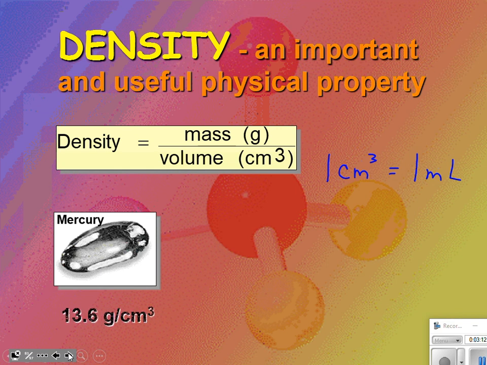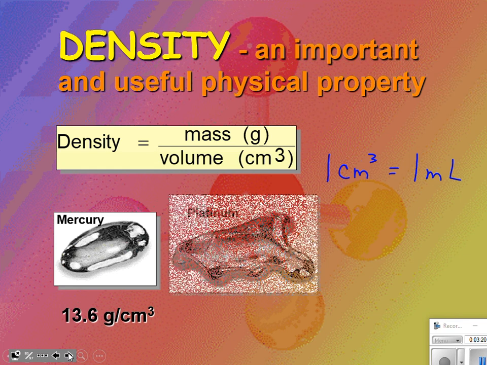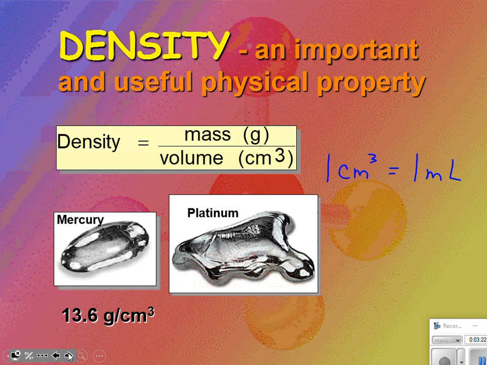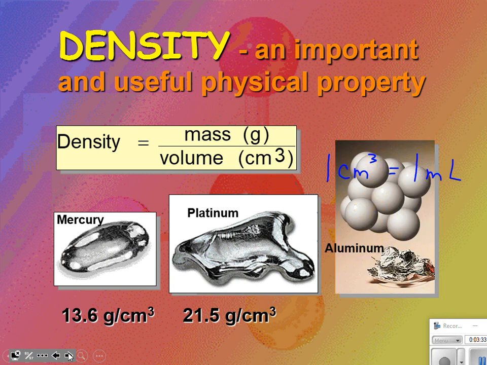Mercury, 13.6 grams per cubic centimeter is its density. Platinum, one of the more expensive of the metals, 21.5 grams per cubic centimeter. Aluminum, 2.7 grams per cubic centimeter is the density.